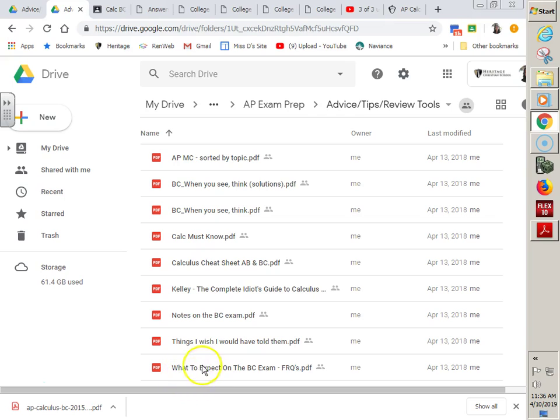Maggie, if you look here, what to expect on the BC exam. Let me give you guys FRQs on the way out, 45 minutes using your calculator. There are 3 of them. But what to expect on the BC FRQs gives you basically the list of topics. I reformatted them so you have the APs spaced in between. Hopefully that helps a little bit.